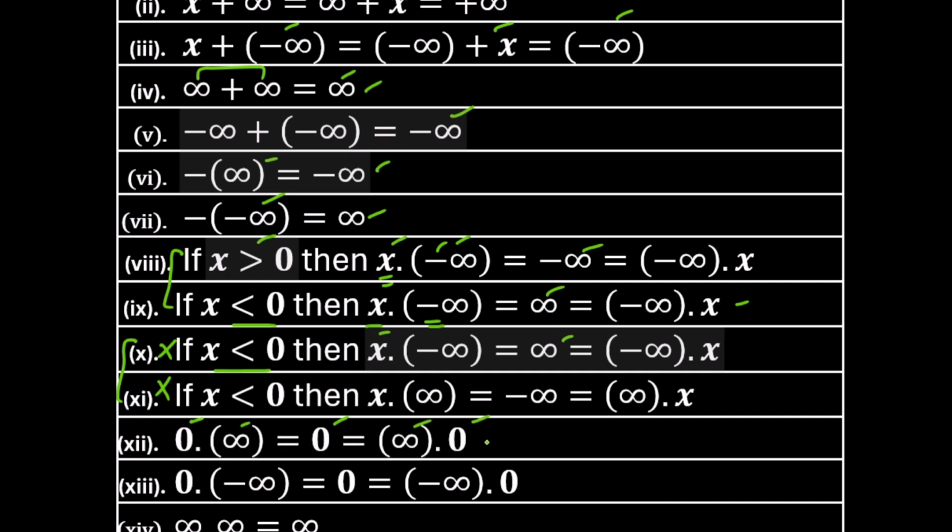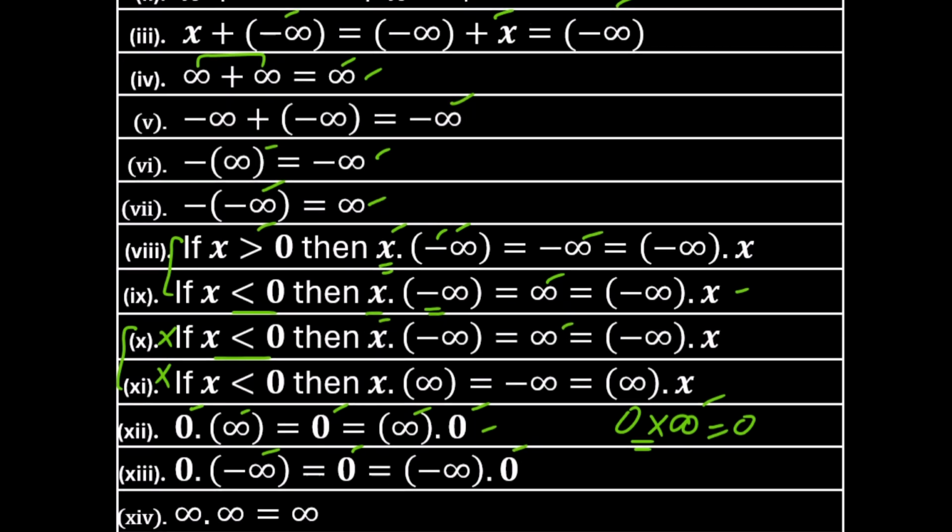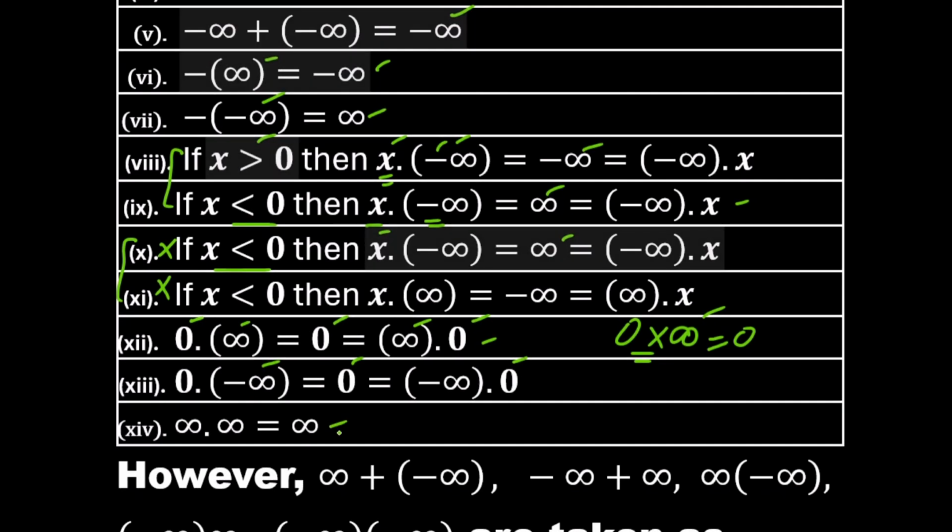And this property also does not hold in the usual real number system. In the usual real number system, you cannot say 0 into infinity is equal to 0. Actually, you change this form into an indeterminate form. So similarly, 0 into minus infinity is also equal to 0. Minus infinity into 0 is also equal to 0. Infinity into infinity is equal to infinity.